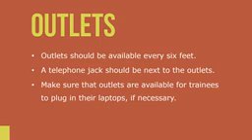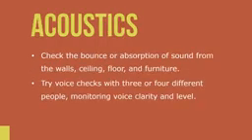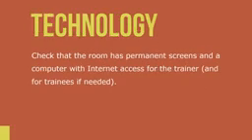A telephone jack and internet access should be next to outlets. Make sure that outlets are available for trainees to plug in their laptops if necessary. Acoustics. Check the bounce or absorption of sound from walls, ceiling, floor, and furniture. Try voice checks with 3 or 4 different people, monitoring voice clarity and level. Technology. Check that the room has permanent screens and a computer with internet access for the trainer and for trainees if needed.